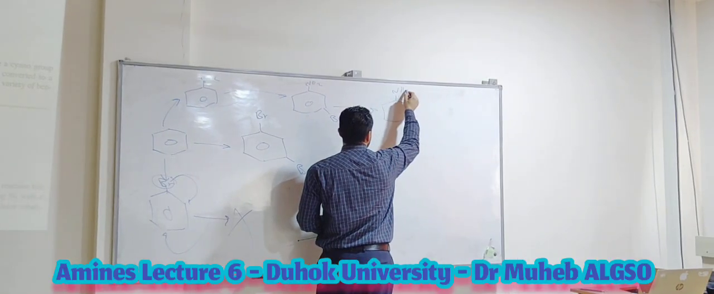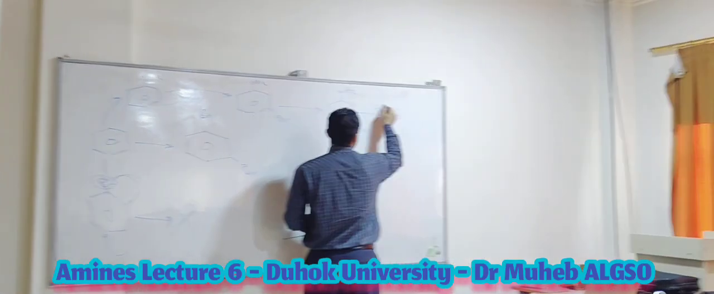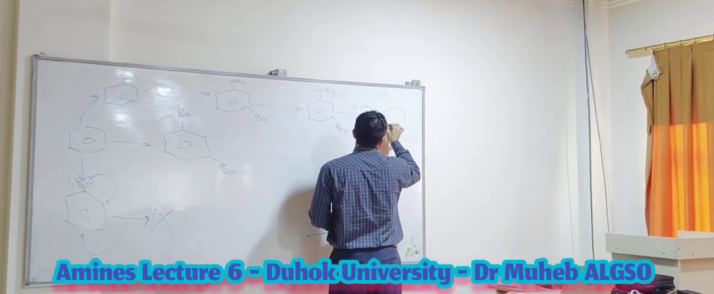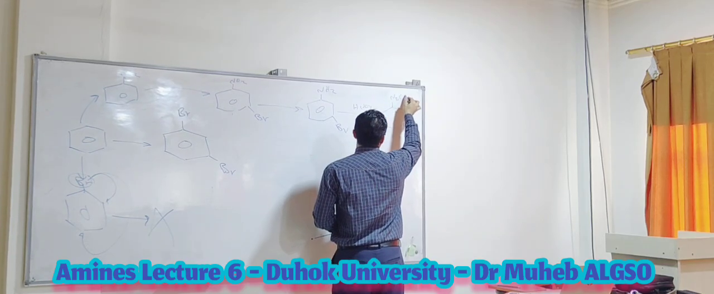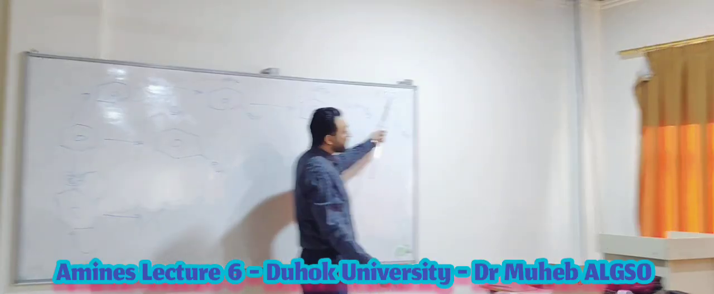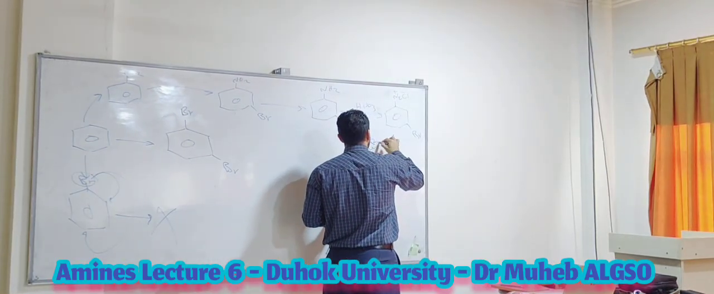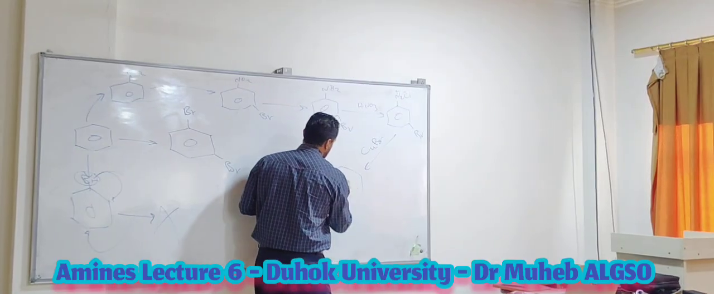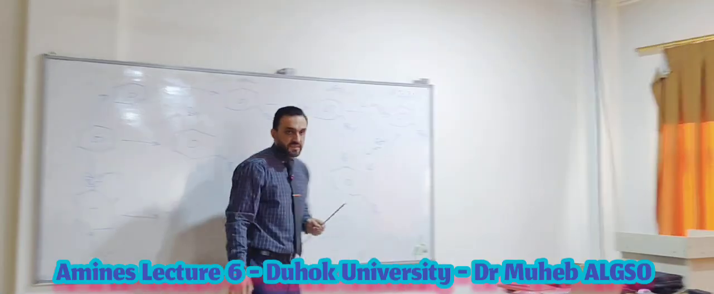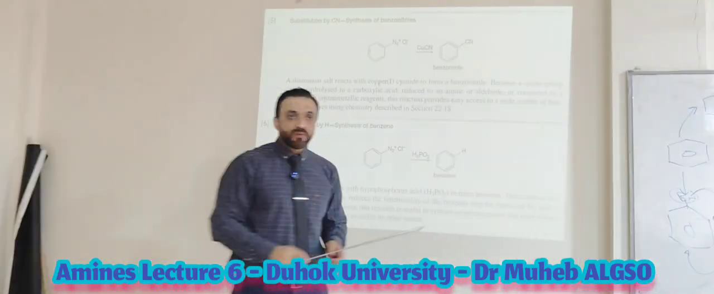Reduction, meaning we need NH2, and we need the first step with HNO3, okay? And then we need the diazonium salt, N2Cl. This is the diazonium salt. Okay, how does the diazonium salt convert to the Br? By CuBr. That's it, it gives you the product, Br. Okay, look. This is number one.